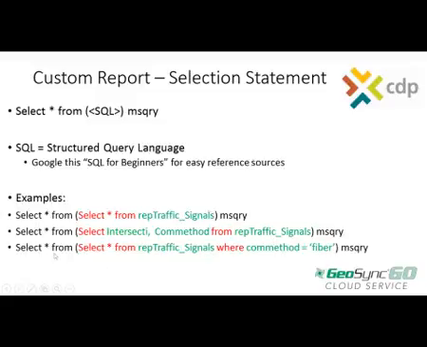The third example, in terms of formatting a custom report, in this case is we're going to add a where clause. So we want to filter this. We're going to select everything from traffic signals, and we're going to only do that where the communication method is equal to fiber.